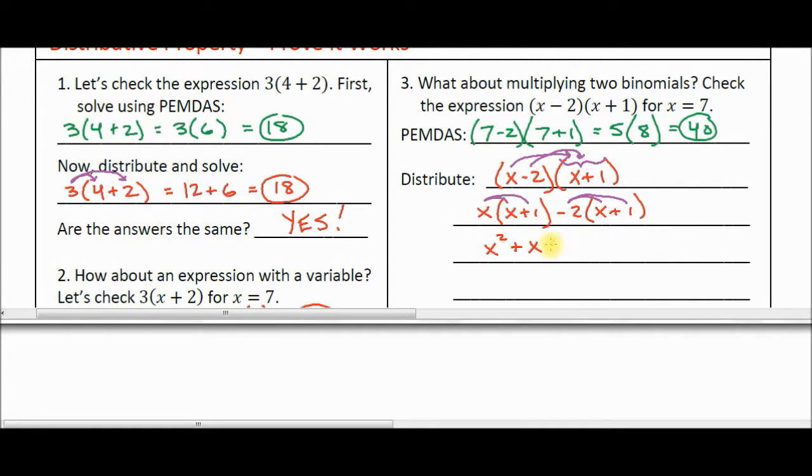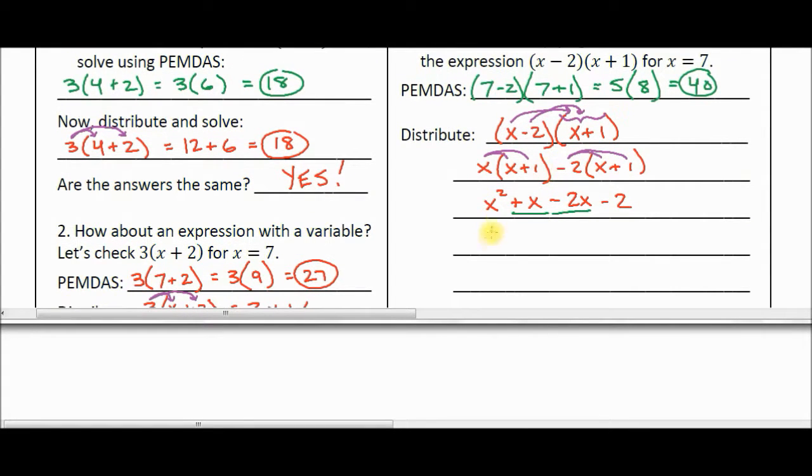And we've got negative 2x. And negative 2 times positive 1 is negative 2. We're almost done. We can go ahead and combine like terms. The middle terms here, positive x and negative 2x, have the same variable with the same exponent, so those can be combined together. We end up with x squared, positive x minus 2x is negative 1x, or negative x, minus 2. So there is our new trinomial. We've got a squared term, a non-squared term, and a constant of negative 2.